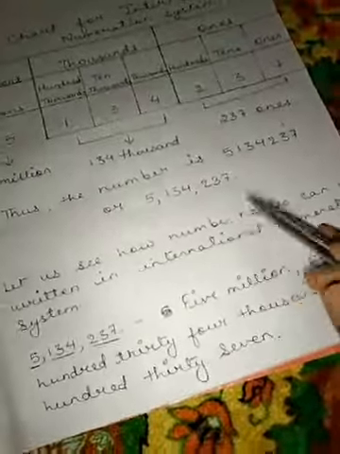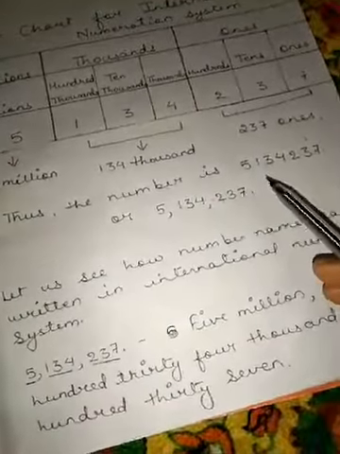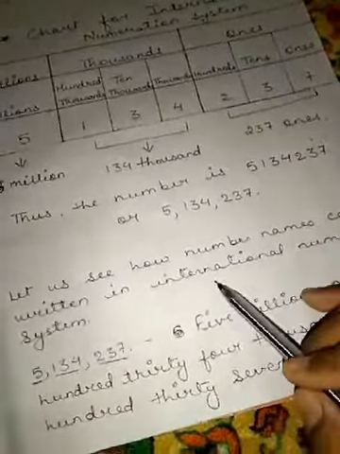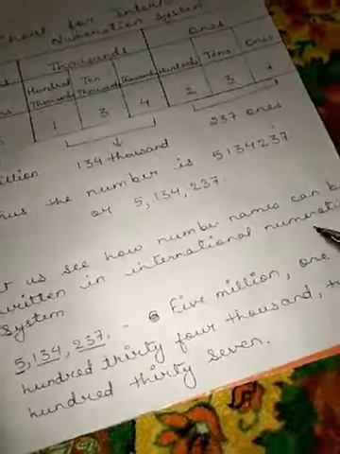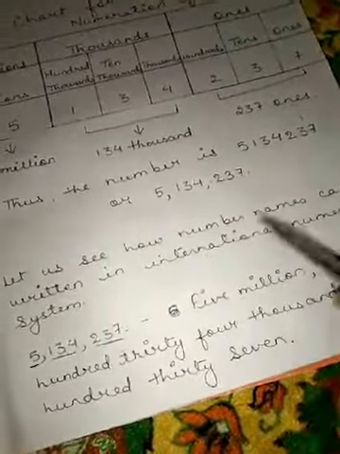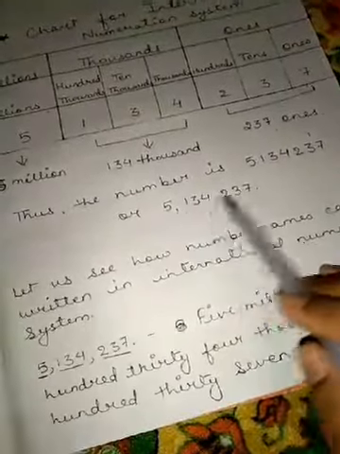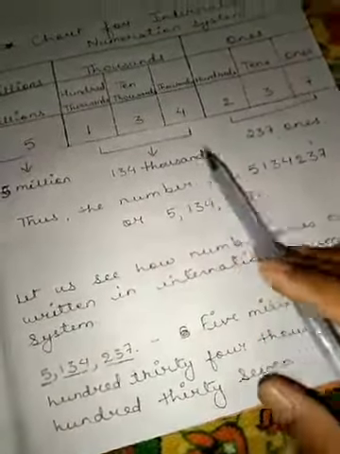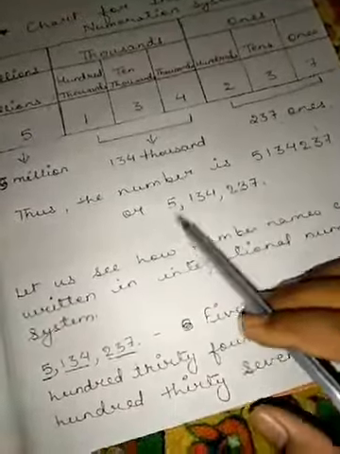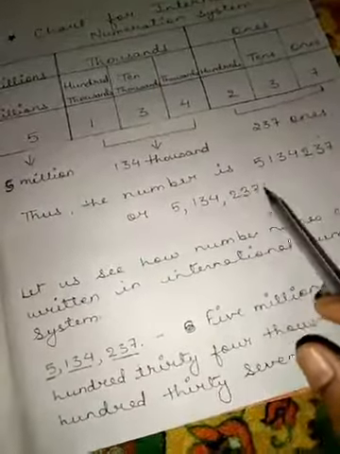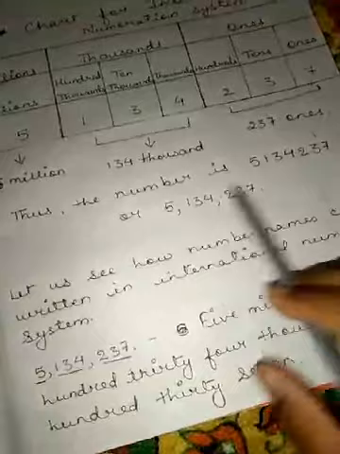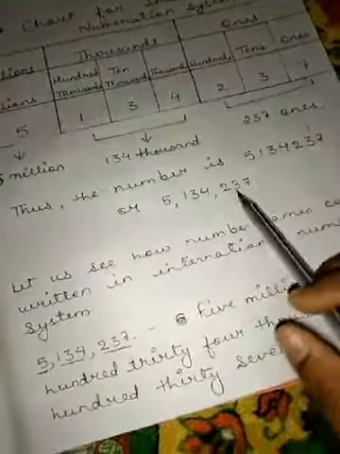Now let us see how number names can be written in the international numeration system. Children, you know the number names of the Indian system of numbers. Now you will learn about the international numeration system. How can we write number names? We will take this number only, because we have taken it as an example: 5,134,237. Now how do we write this number in number names? So we will see here.